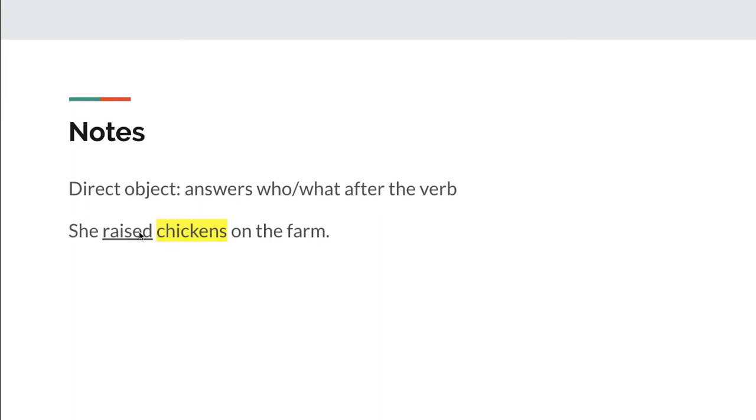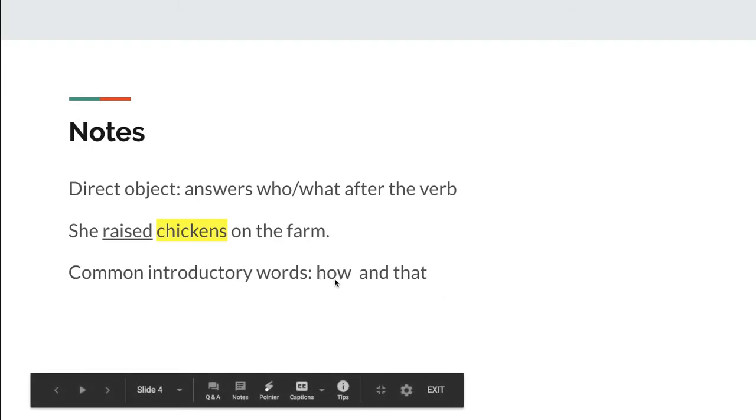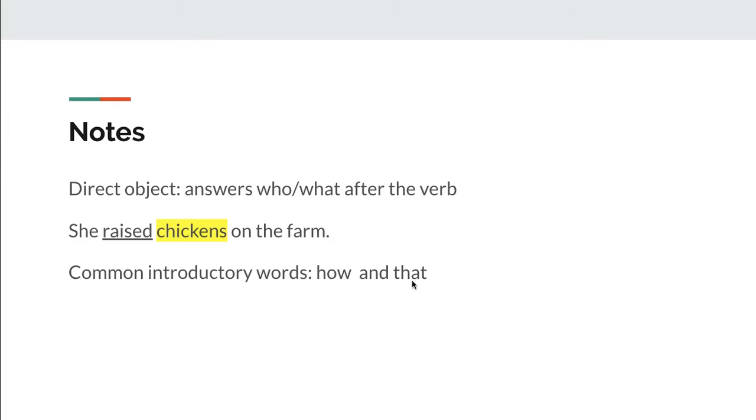So our job is to still find the verb, but now it's going to be more than one word. It's going to be a long phrase, okay? So here's an example. Oh, and the common introductory words are how and that. So if you see how or that in a sentence, you should know this is probably a noun clause, okay?